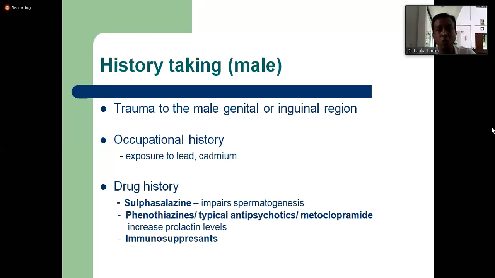Then drug history. You know that these are very important to know, even for your MCQs: drugs can cause impaired spermatogenesis. Sulfasalazine, antipsychotic drugs and immunosuppressants are drugs responsible for the impairment of spermatogenesis.